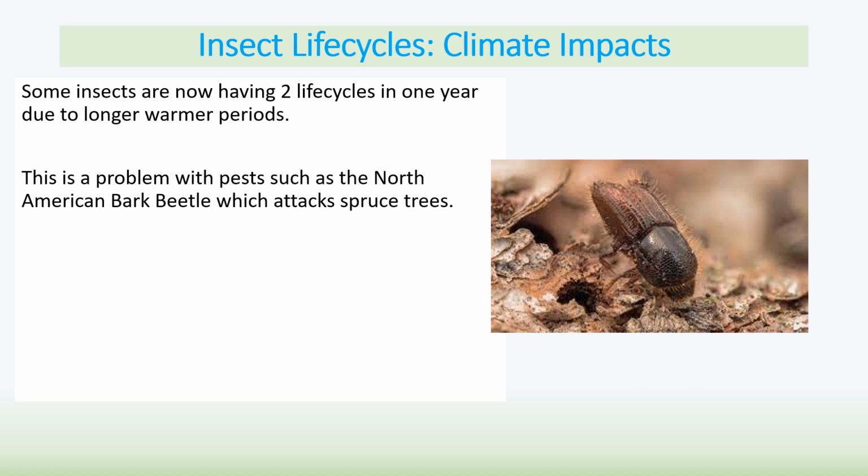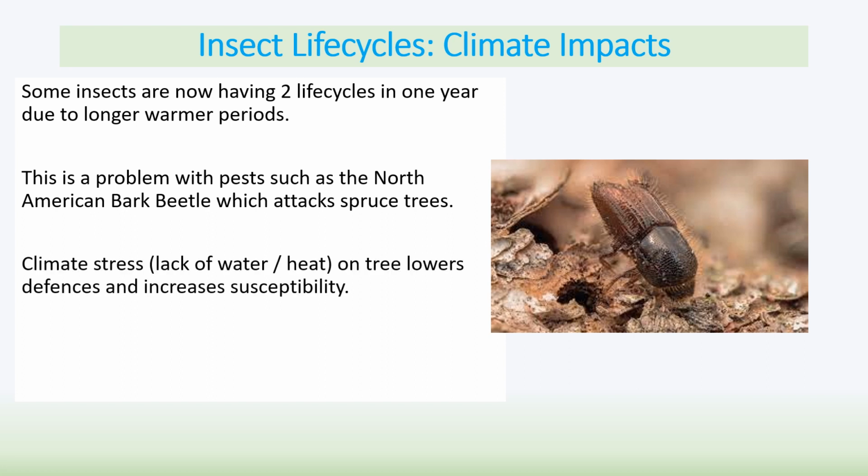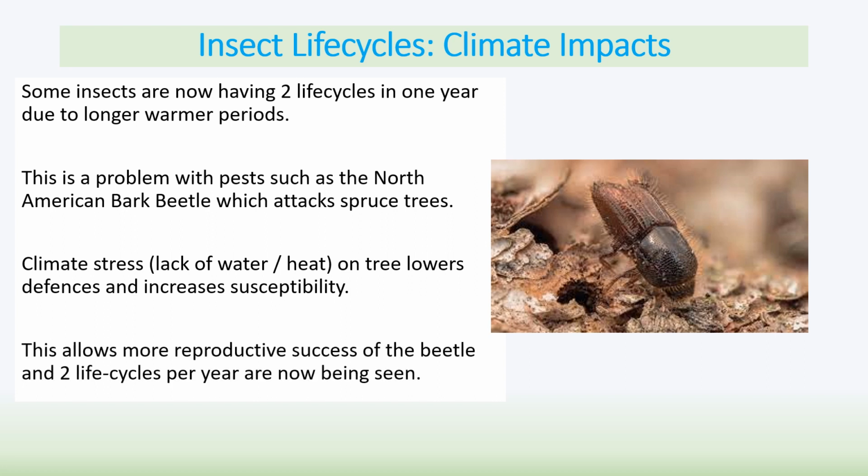So spruce trees are in particular danger now because these insects, which bred once a year until recently, are now breeding twice a year because of climate change. Climate stress on the trees also doesn't help, so the trees are being bombarded in two ways here: by the disease-carrying insects, but also a lack of water and heat lowers the plant's defences and makes it more susceptible as a result.